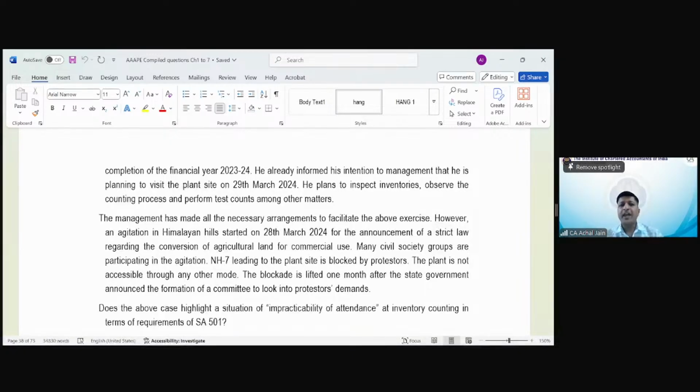Correct. So you're saying there are ways to manage this situation, which this auditor should have planned, instead of saying that this has become impracticable, is it? Yes, sir. Even though it is not impracticable on those days, the auditor can definitely choose an alternative date. Once the situation comes to normal, they can do the audit.